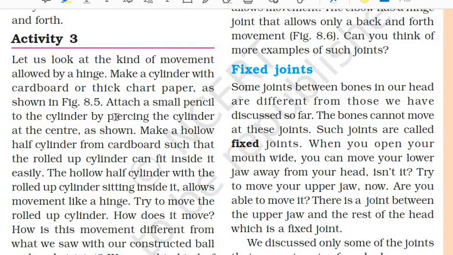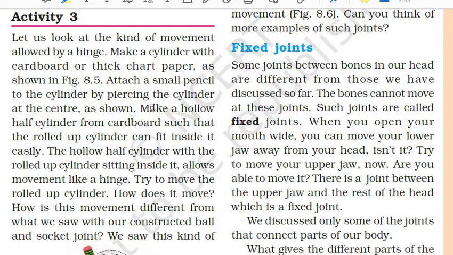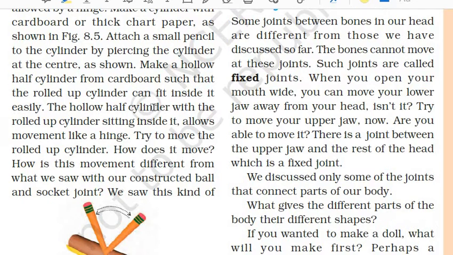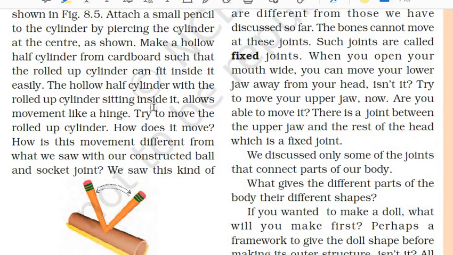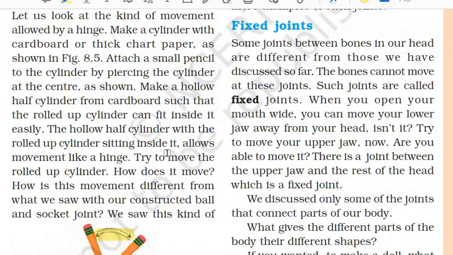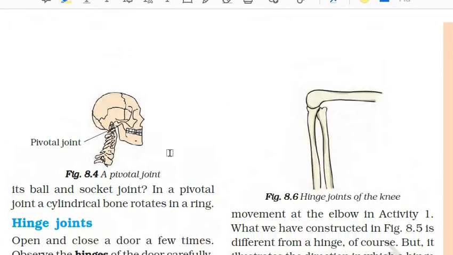In activity 3, see this kind of movement allowed by the hinges. Make a cylinder with cardboard or thick chart paper as shown in figure 8.5. Attach a small pencil to the cylinder by piercing the cylinder at the center as shown in the figure. And now observe how it moves. So this kind of movement is like a hinge movement that only happens at one side.